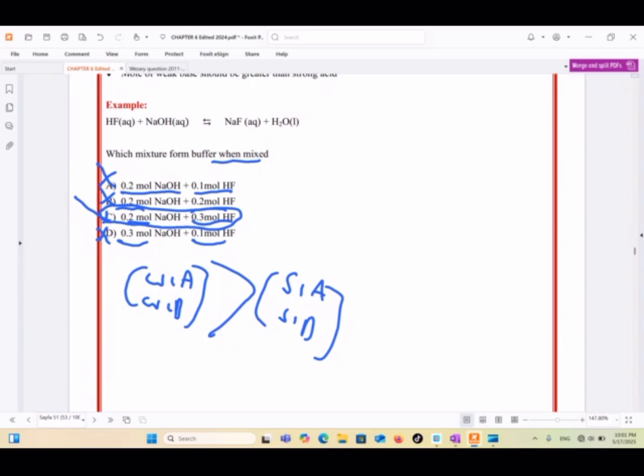Guys, that's all about the buffer solution, the types of buffer solution. We have solved questions in order to know how to be prepared.